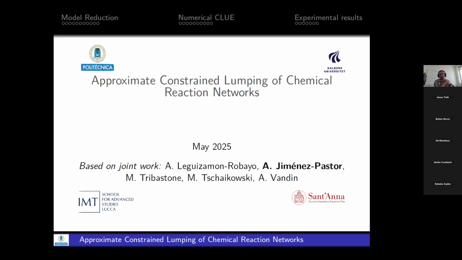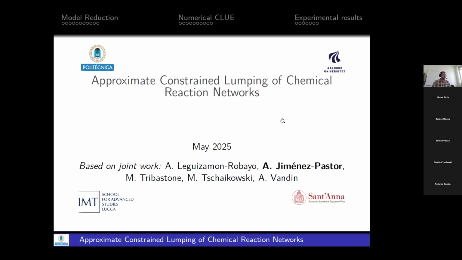And we were working together on this topic about approximate constraint lumping of chemical reaction networks, mostly directed at the first part of the title, the approximate constraint lumping. So we've been working together on lumping for a while, and in this joint work, we try to make an extension of the classical model reduction technique called lumping into an approximate version that allows better reductions and approximate solutions for some models in physics and biology and so on, in particular focusing on chemical reaction networks, right?